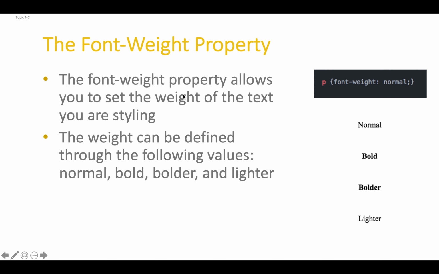The font weight property allows you to set the weight of the text you are styling. So this is if you want it to be bold or not as bold. The weight can be defined through the following values: normal, bold, bolder, and lighter. You can see the different options here. Font weight normal. Font weight bold. Font weight bolder. So if you want to have bold text, you can use CSS to do that as well.